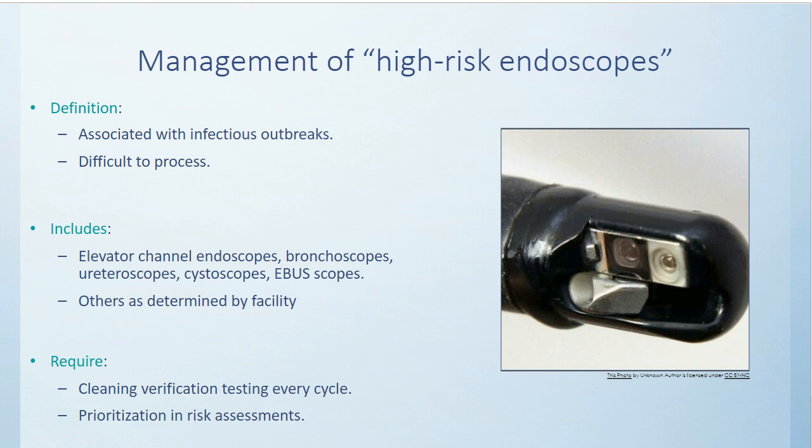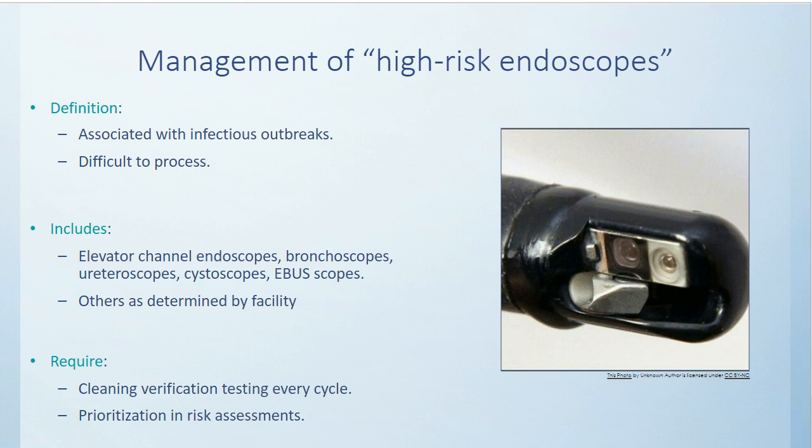Thanks, Marianne. So a significant declaration in the new ST91 is a definition for high-risk endoscopes. That means those that have been associated with infectious outbreaks, and those that are difficult to process. So what that includes are elevator channel endoscopes, so duodenoscopes and linear EUS scopes, as well as bronchoscopes, cystoscopes, ureteroscopes, and endobronchial ultrasound or EBUS scopes. It also would include others as determined by facility.